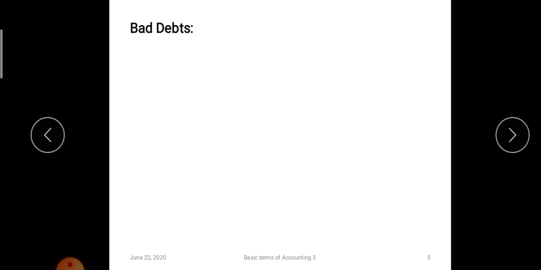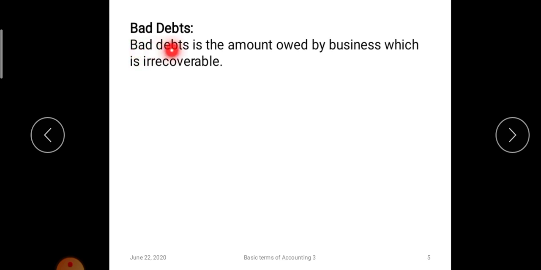Bad debts. We had discussed debtors earlier, no? Now some debtors may not be in a position to pay the business. In that case it will be a loss to the business, and the debtors who are not able to pay will be treated as bad debts. Bad debts is the amount owed to the business which is irrecoverable, which may not be received by the business. It's a loss.